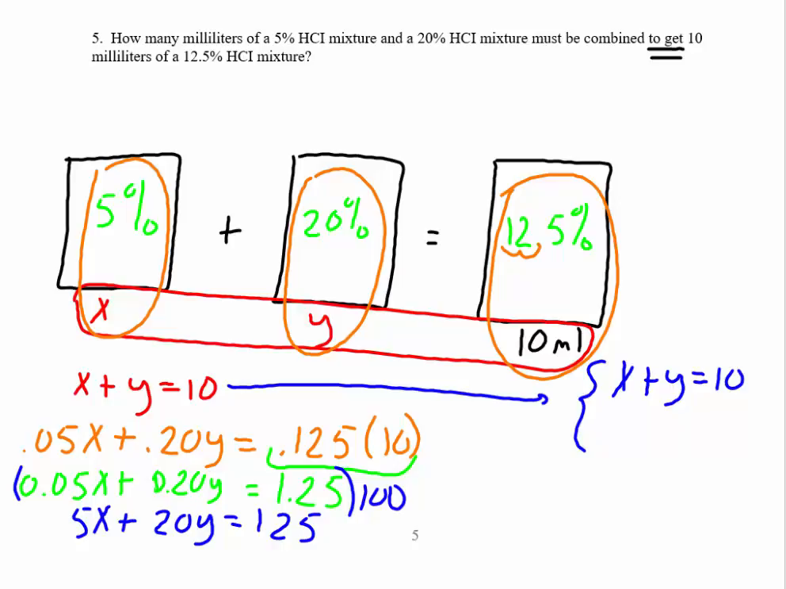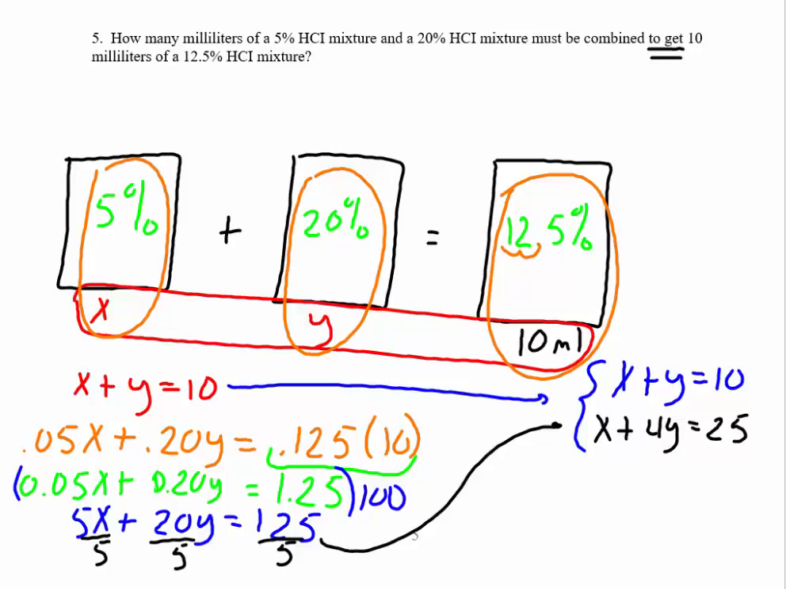If you notice again that you could divide everything by 5 to make your number smaller, go ahead and do so. Again, that's not a necessary step, but it does make your numbers smaller to work with. When I divide everything by 5, I get x plus 4y equaling 25. You can do substitution or the addition method, whichever you like. Solving these out, we end up with 5 milliliters of 5% and 5 milliliters of 20%. Does not always work out that way, so make sure you solve it. We have 5 milliliters at 5%, and we end up with 5 milliliters at 20%.